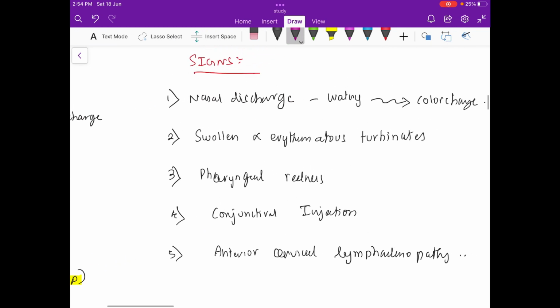The signs that we elicit in an upper respiratory tract infection: there will be an obvious nasal discharge. It may be watery or it can change in color.